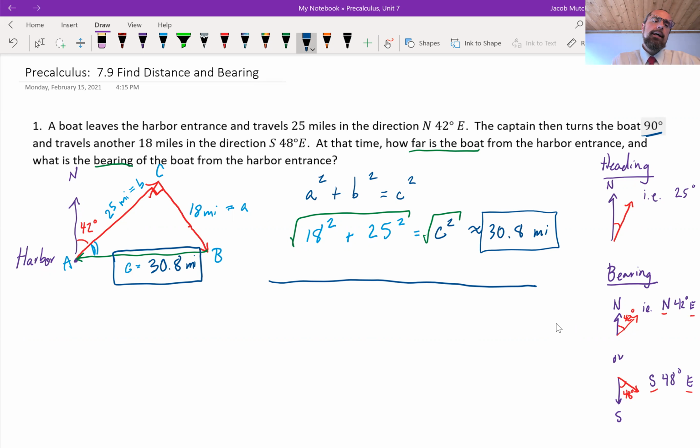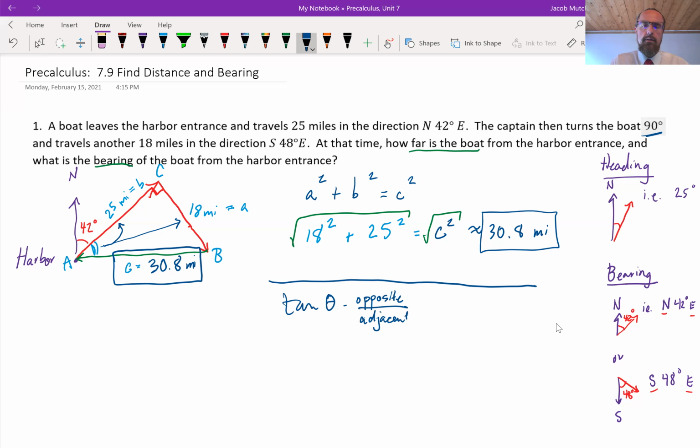So from angle A, side A is opposite. And then from angle A, side B is adjacent. So I'm looking for the trig ratio that is opposite over adjacent. And we don't have to look far. That trig ratio is going to be tangent. That's defined as opposite over adjacent.